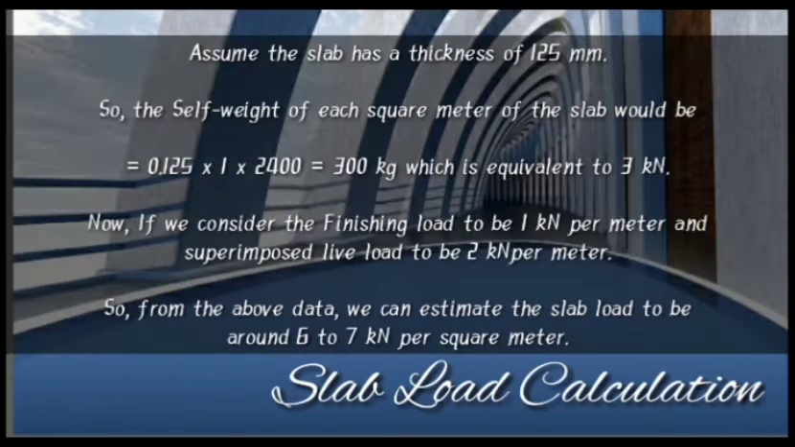For slab, let's assume the slab has a thickness of 125 mm. Solve for the self-weight of each square meter and the total load of the slab.